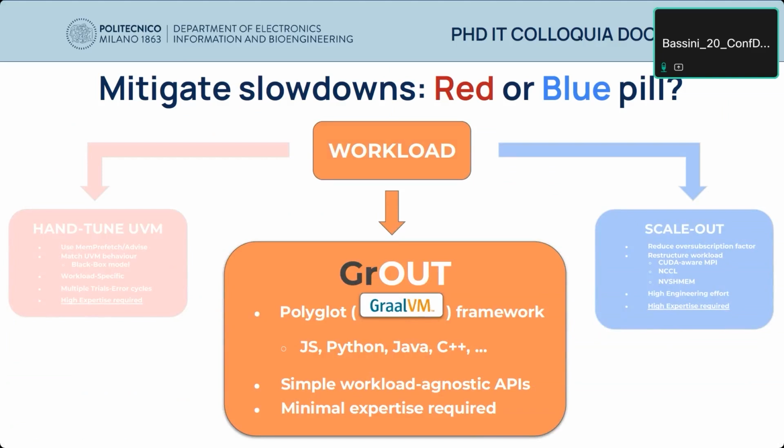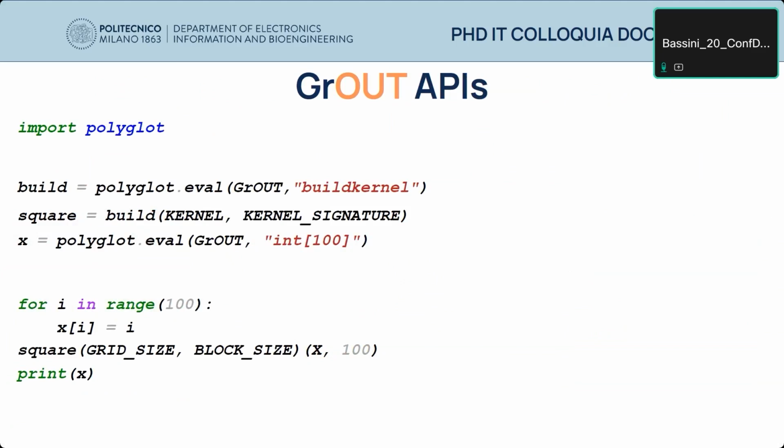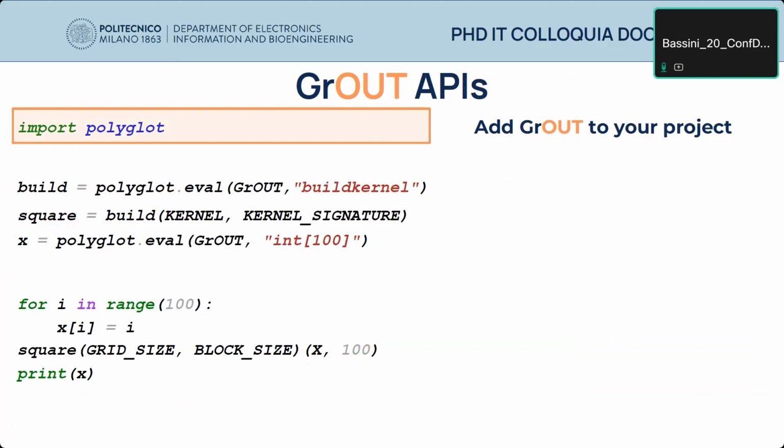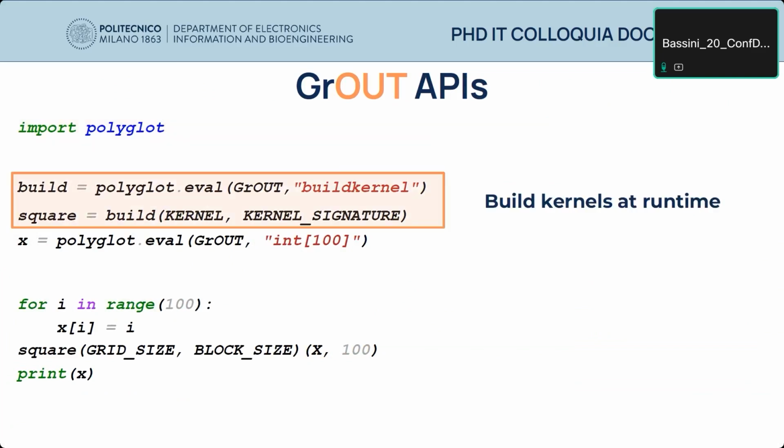And the goal of this project is to require a minimal expertise from the user in order to use the overall framework. So let's see a very, very brief example of a program. This is the Python API of GROut, and in particular, you just need to import the polyglot capabilities, and then you can build your kernels at runtime or use pre-compiled kernels in your pipeline, kernels that you have already there, and kernels are just the application that are running on your hardware accelerators.